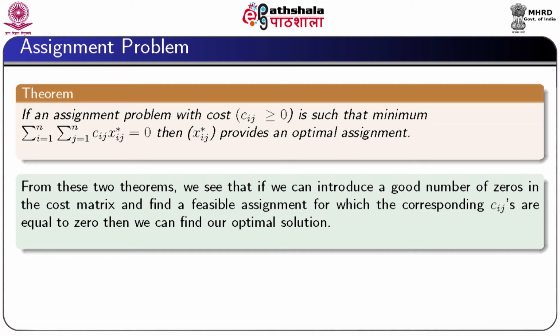From these two results given in the two theorems, we see that if you can introduce a good number of zeros in the cost matrix by employing the first result, that means if we can add or subtract some constant in the elements of the cost matrix, and by doing so get a good number of zeros in the cost matrix, we can find a feasible assignment for which the corresponding Cij's are equal to 0, and then we can find our optimal solution.